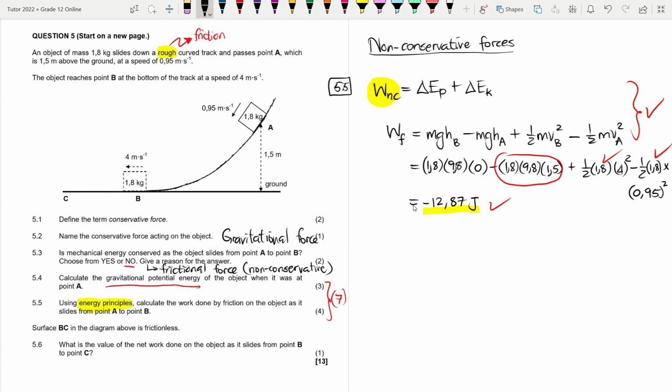Someone may ask, if the answer is negative like this, do I have to change it and then say maybe up the ramp or change direction? What would you say to that question? Are we not supposed to say that, because work is a scalar, so you have to say the work done by is 12.87. Okay, say that again. I said work is a scalar, so it cannot have direction. So there always has to be a positive answer, does it not?